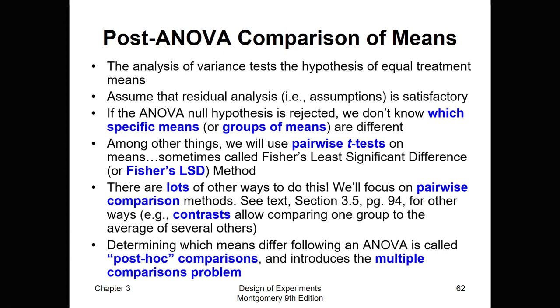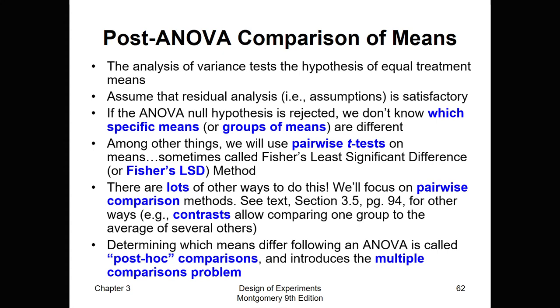Now we can determine which of the means differ after we run the ANOVA. So typically how this works is we run the ANOVA analysis. If it's statistically significant, that's when we do these comparisons. And these comparisons are called post hoc comparisons, which just means after the fact. So post hoc indicating that we run them after we ran the ANOVA.